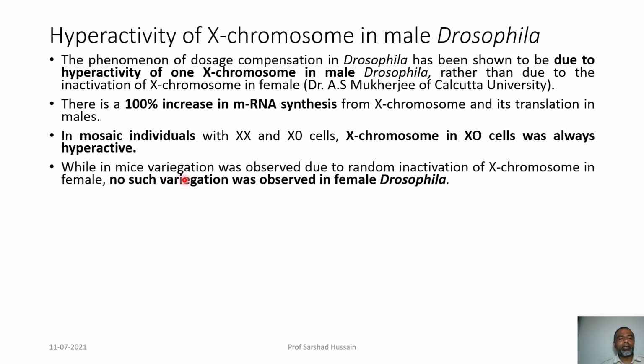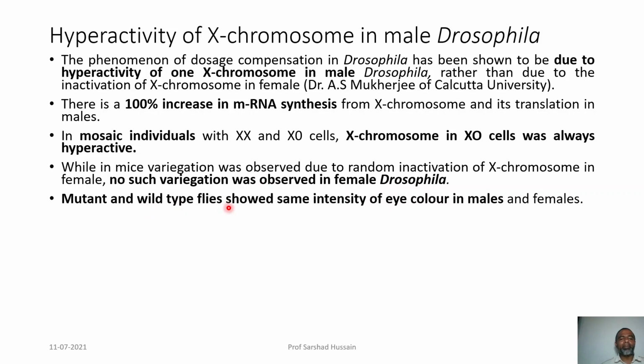While in mice, variegation was observed due to random inactivation of the X chromosome in females, as we have discussed. In some cells it is inactivation of the maternal, in other cells it is the inactivation of the paternal, but no such variegation was observed in the female Drosophila, which has proven that the X chromosome of the female has not undergone inactivation.